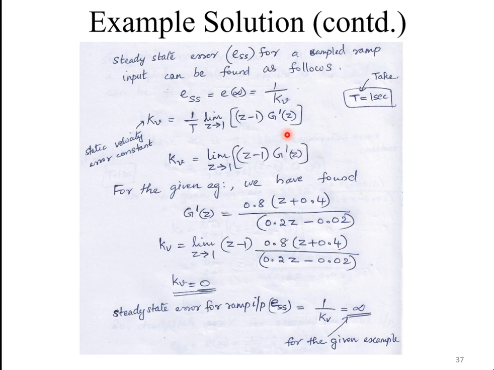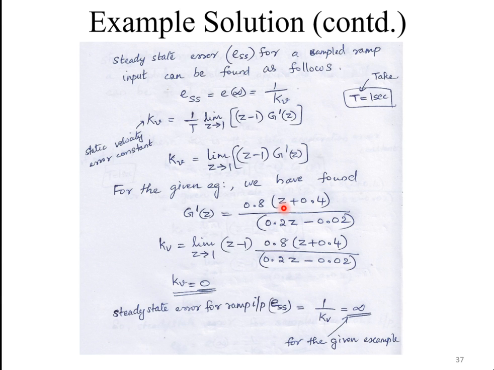We can say that G'(z) is a type 0 system. So 1 minus 1 would be 0, so limit z tends to 1, Kv will be 0. So the steady state error for the ramp input will be equal to 1 over Kv, which is equal to 1 over 0, which is equal to infinity. So for a sampled ramp input, the steady state error is going to be infinity.